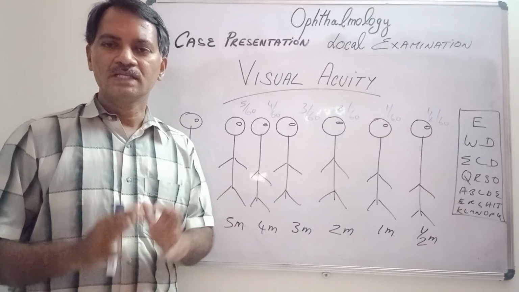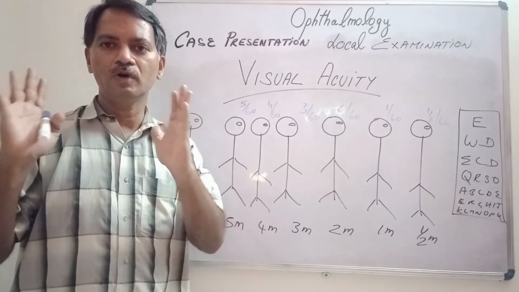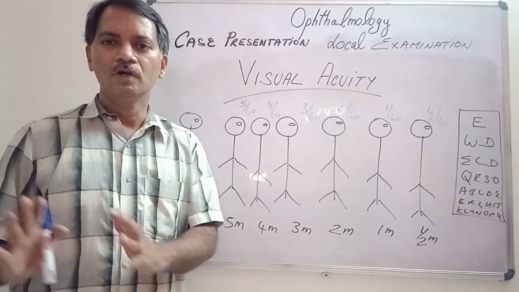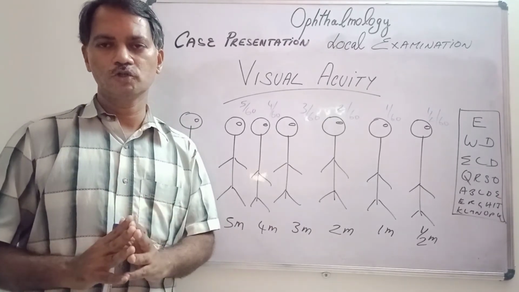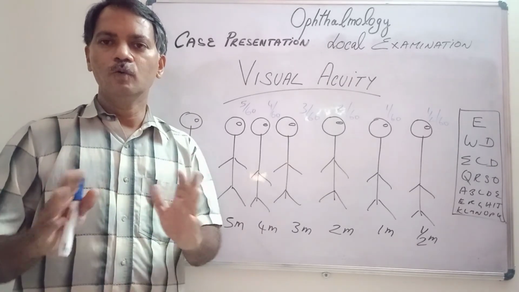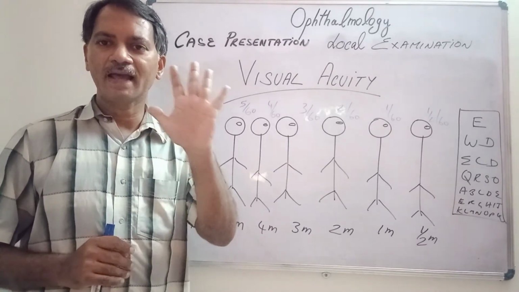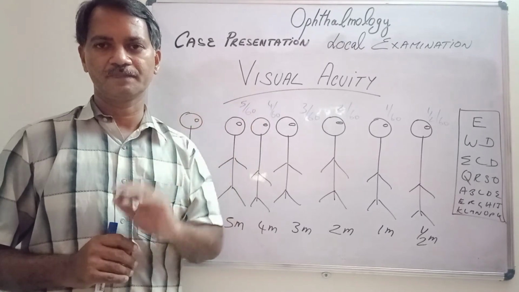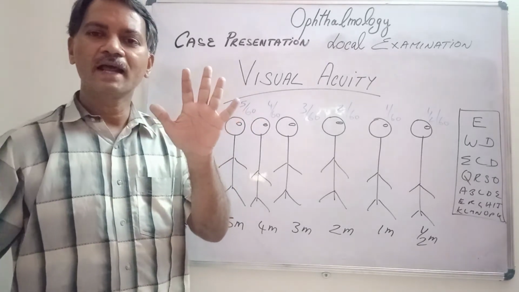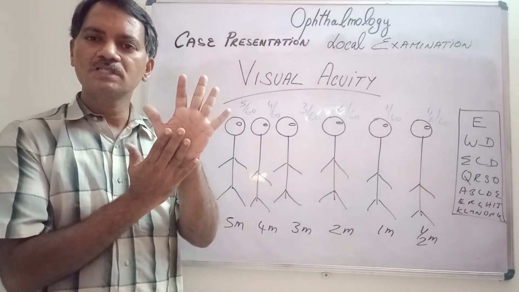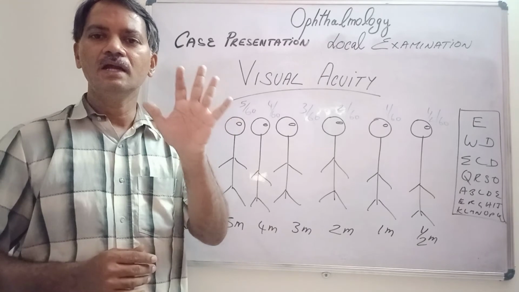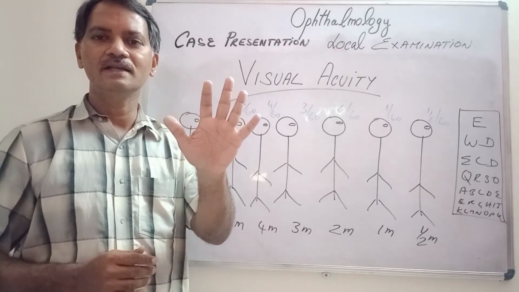Suppose the Snellen's chart is fixed to a wall and the patient is also not able to move close to the chart. What can we do now? Now we can bring our hand into use. How can we bring our hand into use? Our hand is approximately equal to the size of the topmost letter in the Snellen's chart.